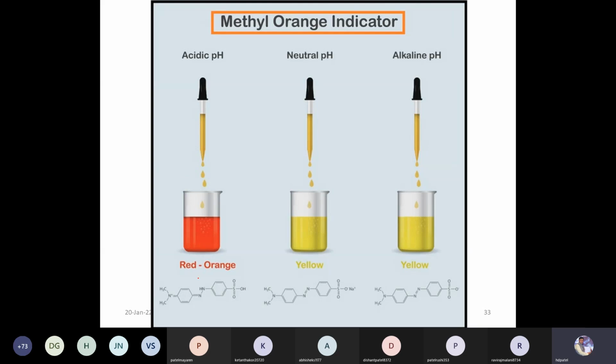The reason is, as we have talked about, if this is the normal nature, it is in which form? Sodium form. It is water soluble. So at neutral pH, this is having this color, yellow color. Name is methyl orange, but color is yellow because of the sodium salt. But when we add acid, the sodium salt will convert into what?